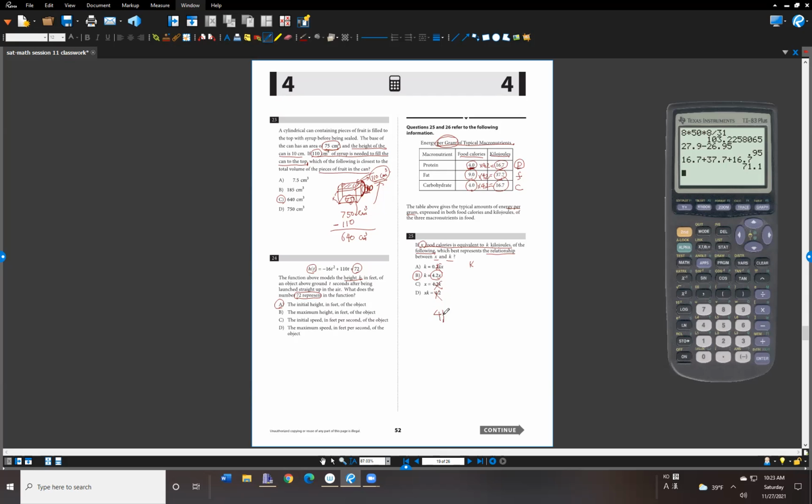That's 4P, plus 9 times F grams, 9F. Carbohydrate is 4, and we have C grams, so 4C. The total equals 180. Okay, that's the equation.